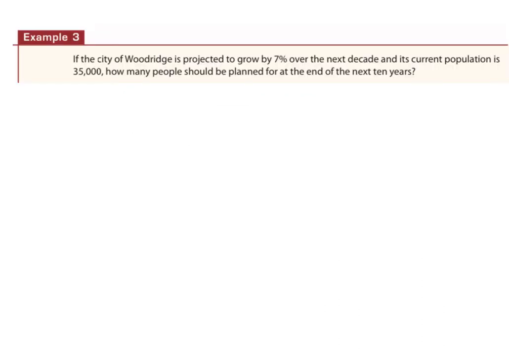So they've given us this word problem about this city, and it tells us the city is expected to grow by 7% over the next 10 years. They also give us the current population. All right, so they've told us what it currently is, and they've told us the growth, all right? But they want how many people are planned. So I can easily figure out how much it's going to change, right?